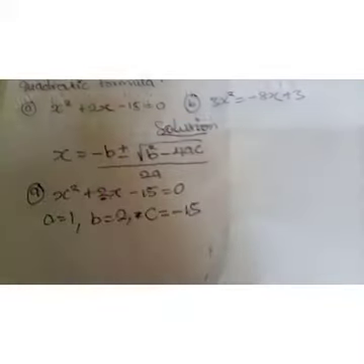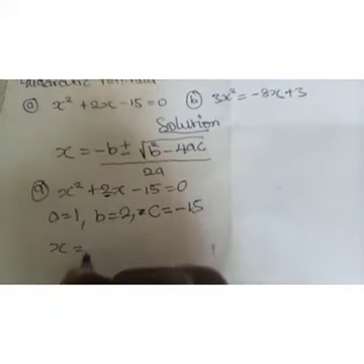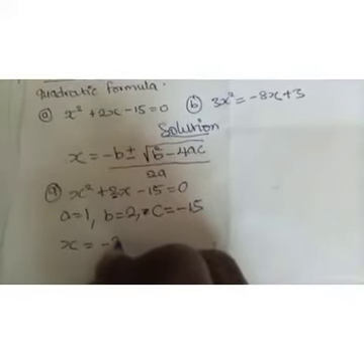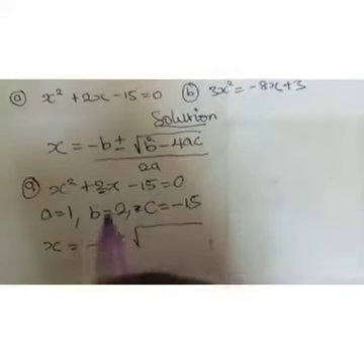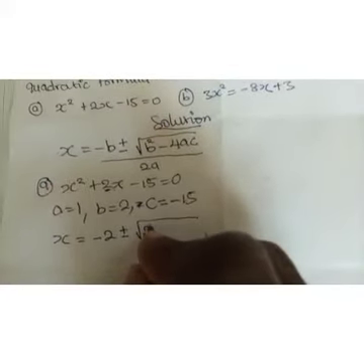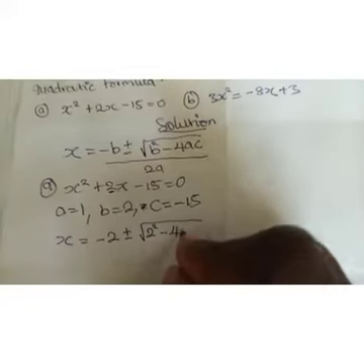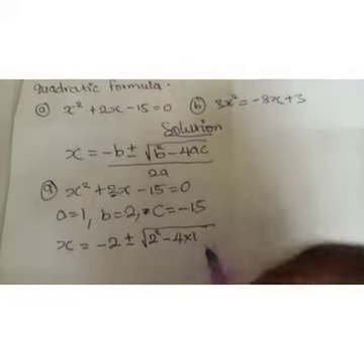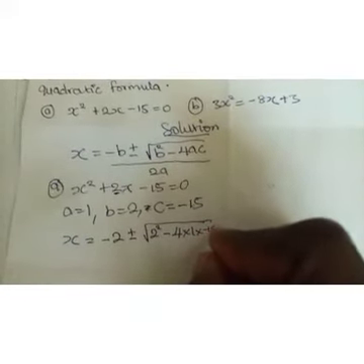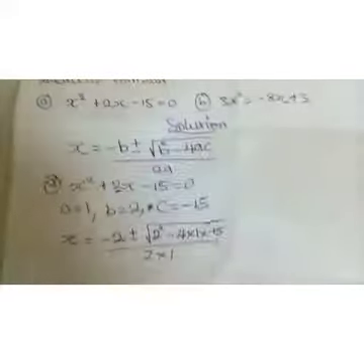So substituting into the formula, x will be equal to negative b plus or minus the square root of b squared, and our b is 2, that is 2 squared, minus 4 times our a, which is 1, and our c, which is negative 15, all over 2 times 1.